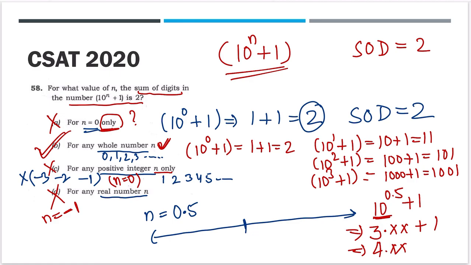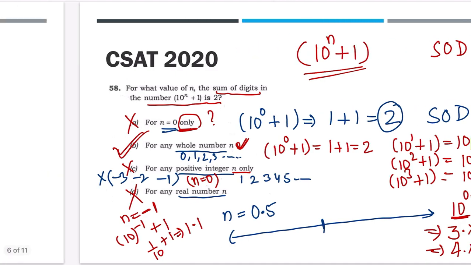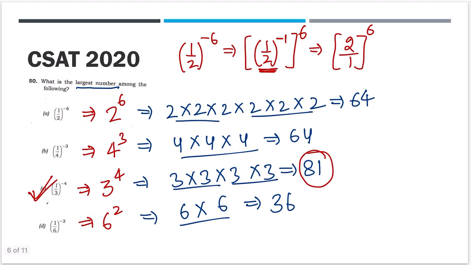Suppose n is equal to minus 1. 10 raised to power minus 1 plus 1. This is 1 by 10 plus 1. It is 1.1. This is also not giving me the sum of digits as 2. So a real number is any decimal, any integer, p by q form, or irrational numbers. Everything is covered in the real numbers. So the last option is surely not the answer. The answer is B.